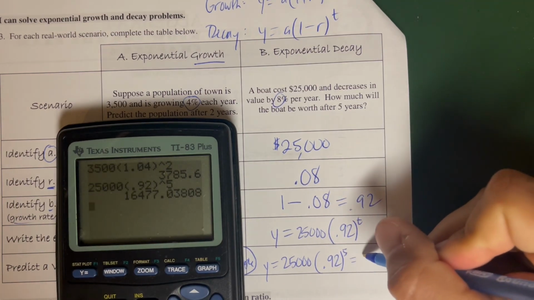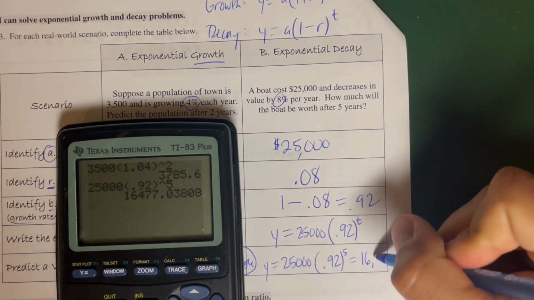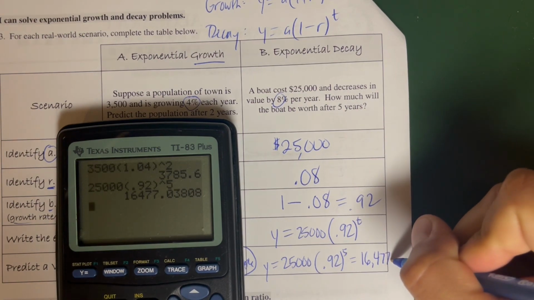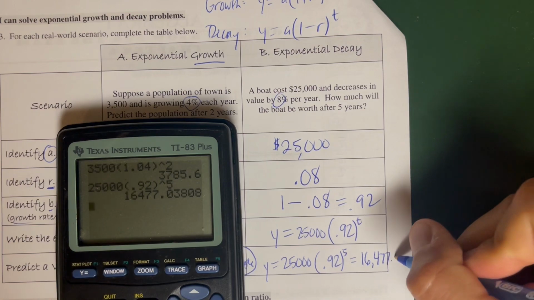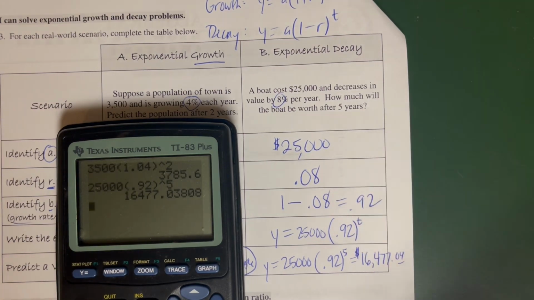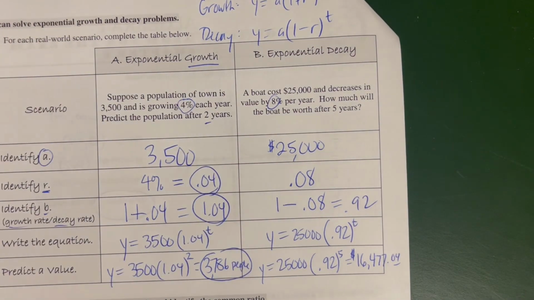And it looks like the value of the boat after 5 years is $16,477. Let's round to the nearest cent. And it looks like 4 cents, so 0.04. Put a $ sign there, and we are all set.